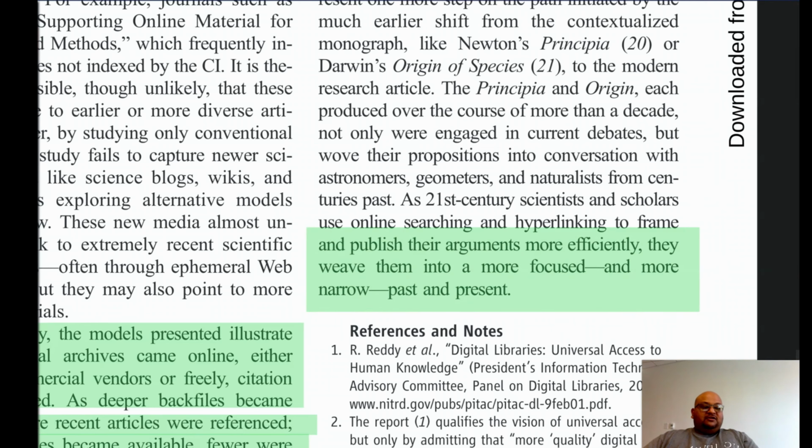And I think the author tips his hand here and sounds a little bit nostalgic for a past where scientists read a more diverse and also cited a more diverse range of literature.